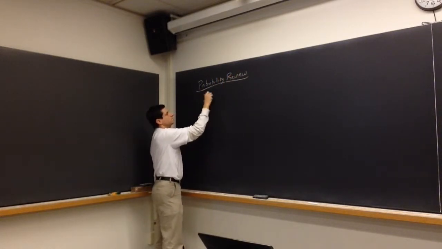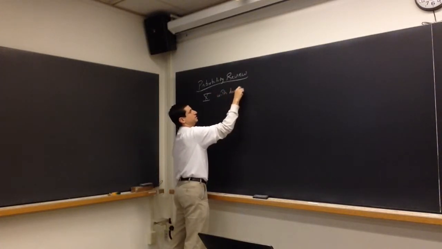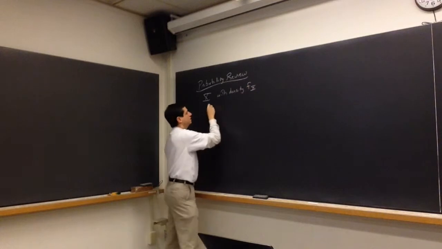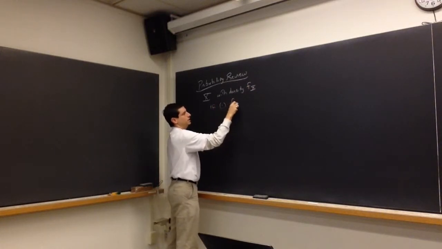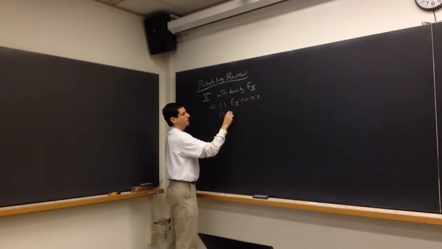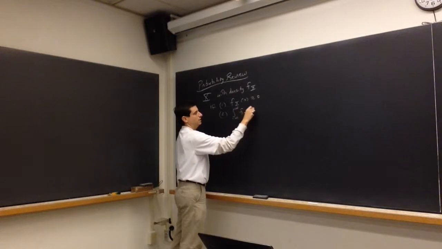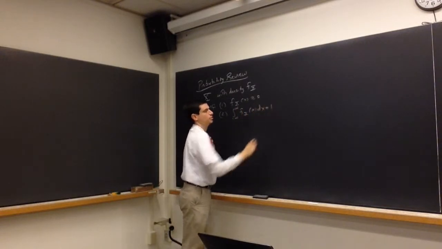So we say X is a random variable with density f_X if two things are true. f_X(x) is greater than or equal to 0, and the integral from minus infinity to infinity of f_X(x) dx equals 1.